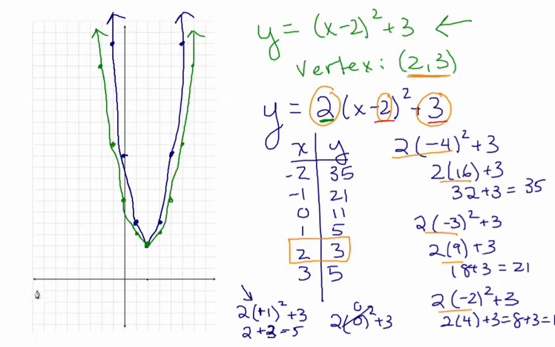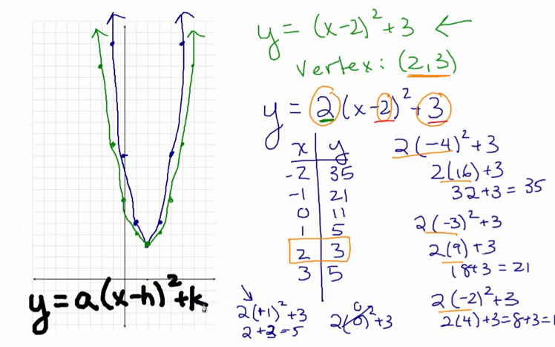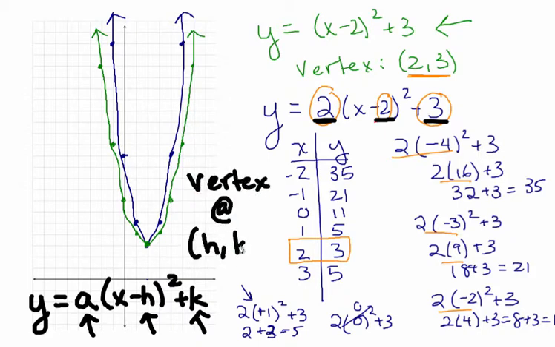So our general equation for vertex form says y equals a times x minus h squared plus k. a is this leading coefficient that we had here as a 2. And if that leading coefficient is negative, our graph is going to flip and be upside down. The h value and the k value here are the 2 and the 3 that we were originally working with. Those are the vertex. The vertex is at h, k.